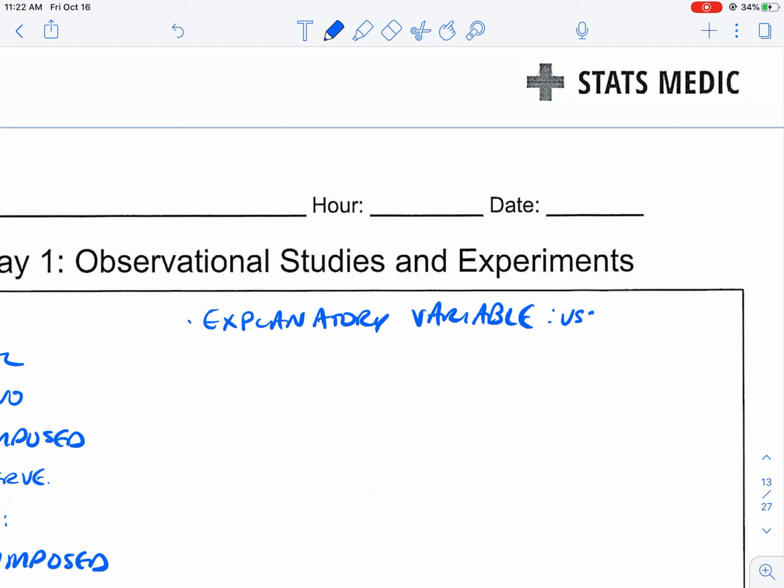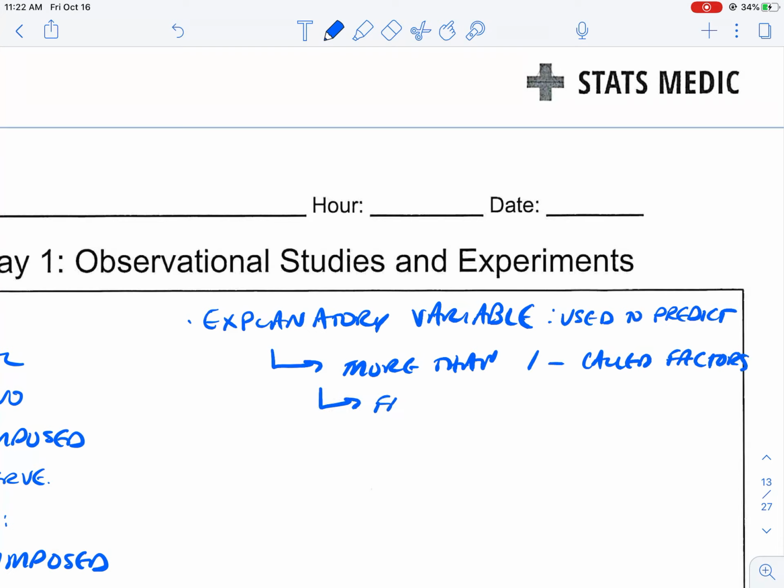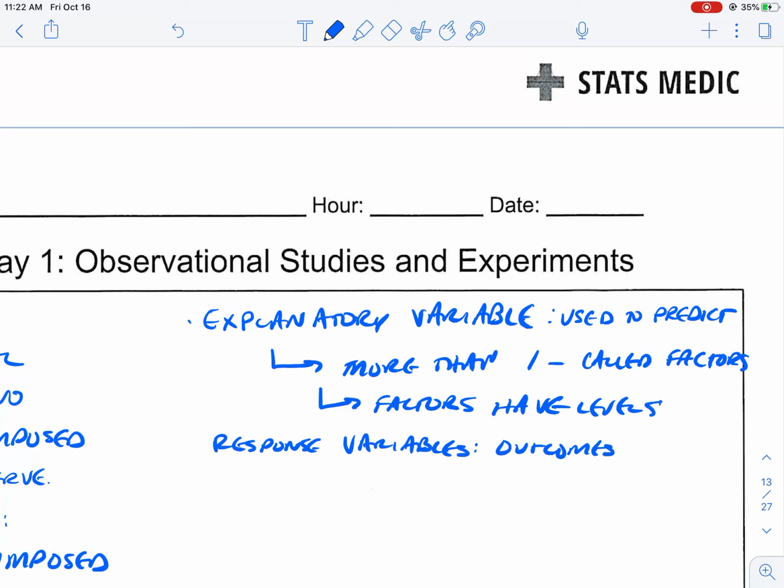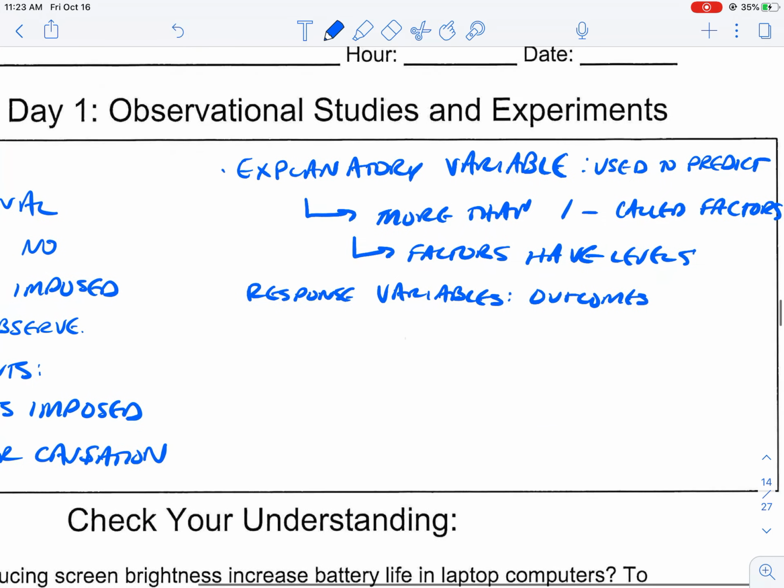An explanatory variable is used to predict, okay? And when we have more than one of them, they're called the factors. And factors have levels, and we're going to explore that a little bit more later. And the response variables are the outcomes. So explanatory variables are used to predict, so we would use those to predict a potential outcome, and those response variables then become the outcomes.